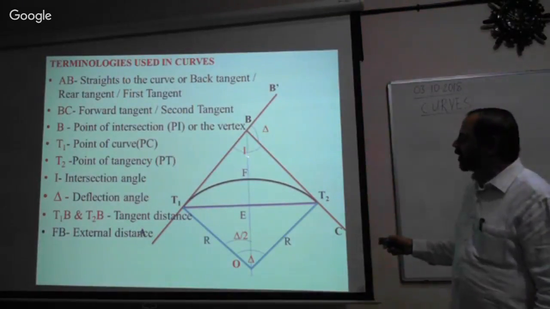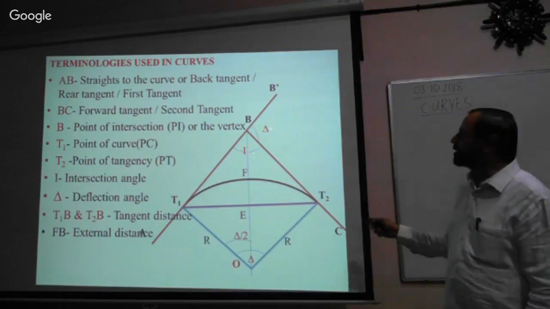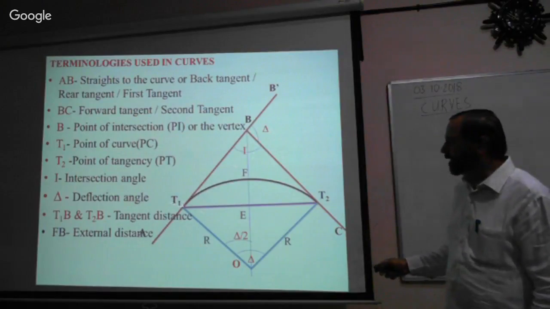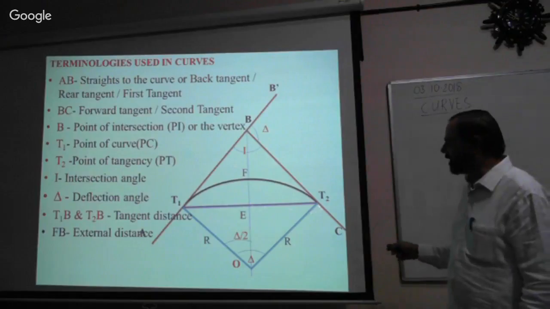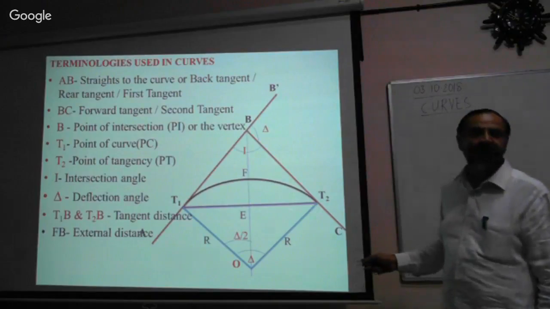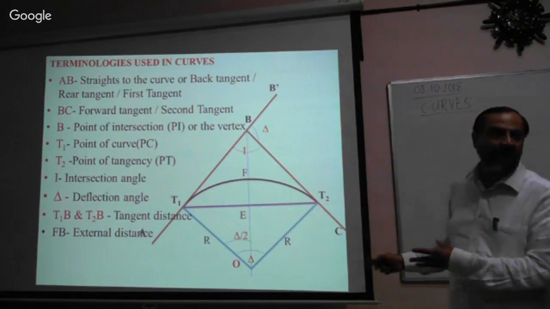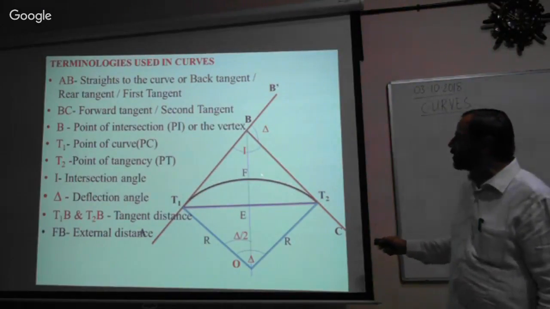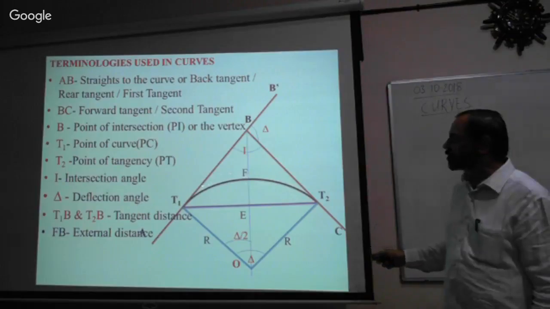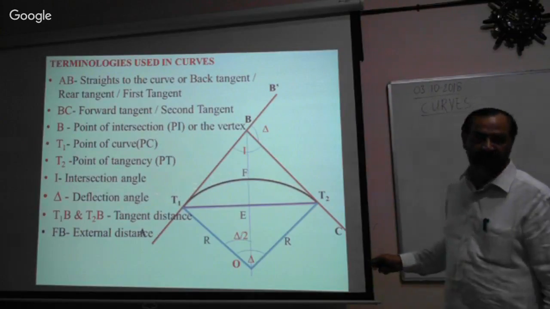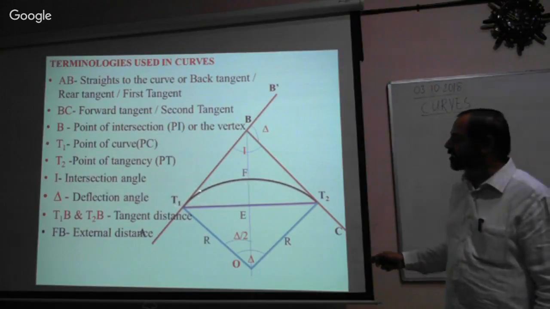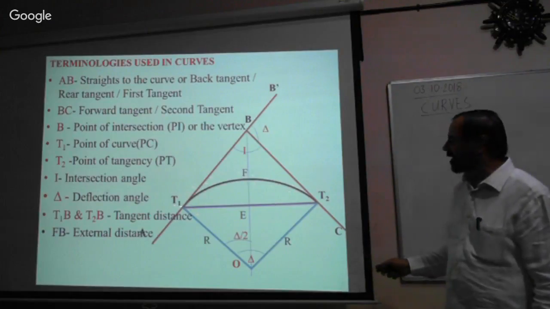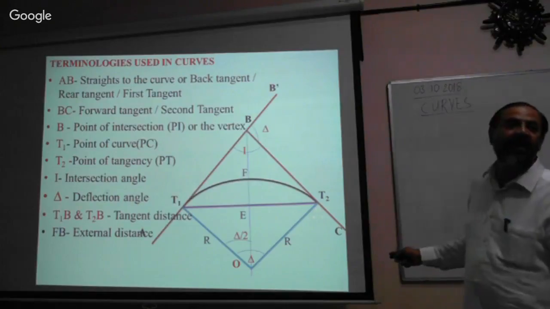Now this is the intersection angle, this is the deflection angle, and now this is T1 to T2. This is the long chord. Any number of chords can be drawn to this curve. Now this is the length of the curve. Usually the notation is small l, the notation we abbreviate. Normally this is the length of the curve, isn't it? Length of the curve, and this is the chord, the long chord.